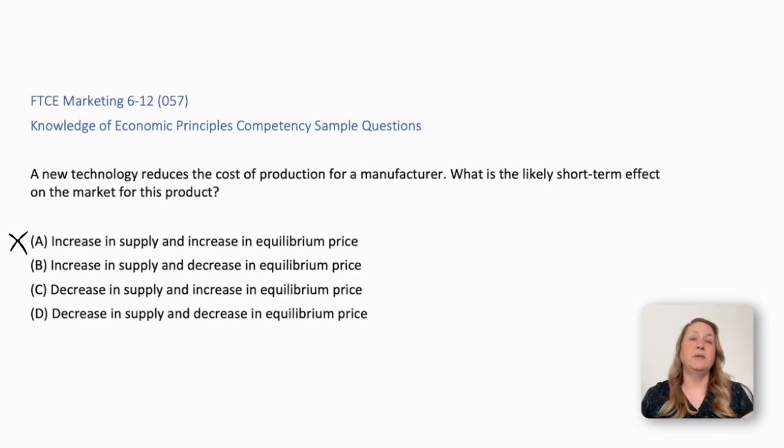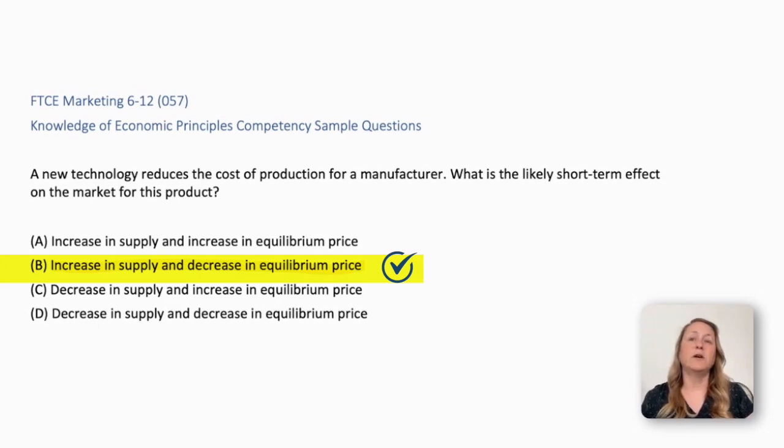A. This usually means more supply usually pushes prices down, not up. C. The question says costs go down, so supply would go up, not down. D. Again, supply wouldn't decrease when it's cheaper to make the product. The correct answer is B.